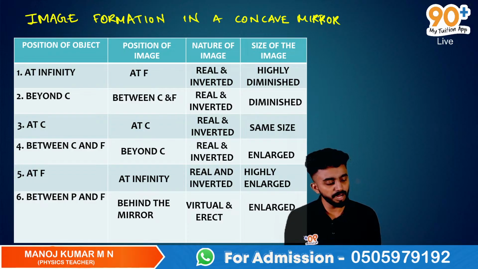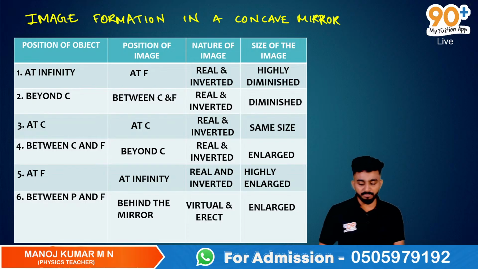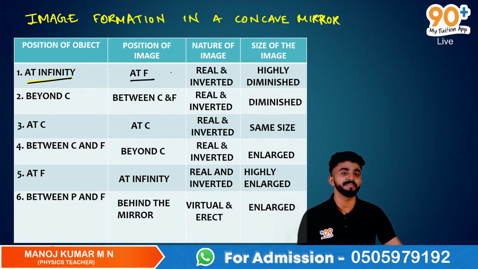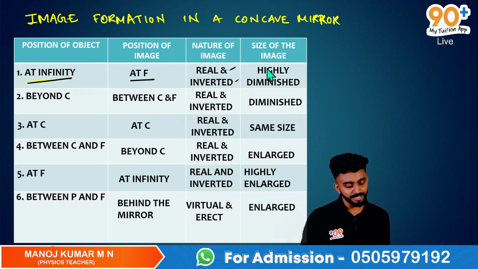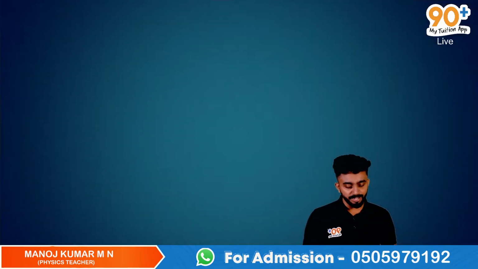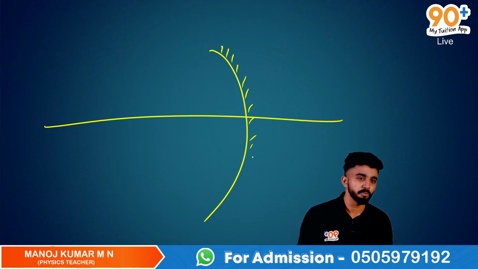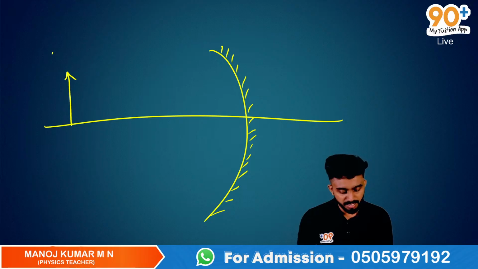So what will happen, guys, in the case of a concave mirror? Initially, if you keep an object at infinity, what will happen? The image will be formed at the principal focus, and the nature of the image will be real and inverted. Guys, if you want me to show an example, I'll show an example. If you are considering a concave mirror, I'm considering an object kept at infinity. Okay, this is infinity. So let's say an incident ray is coming.